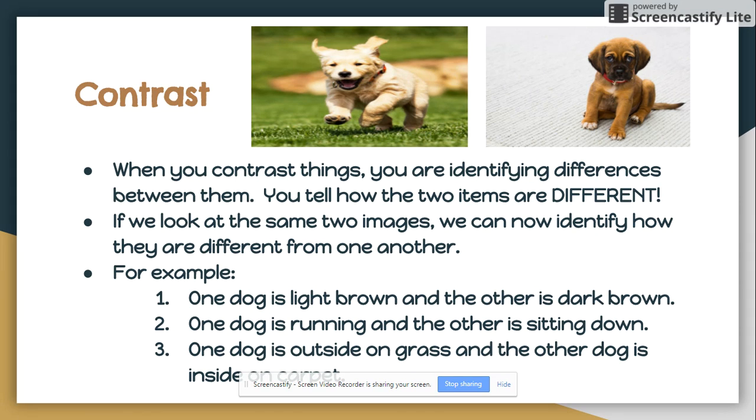Number 1, one dog is light brown and the other is dark brown. Number 2, one dog is running and the other is sitting down. Number 3, one dog is outside on grass and the other is inside sitting on carpet. Once again, when we contrast things, we're telling how they are different. We just listed ways that these two dogs are different.